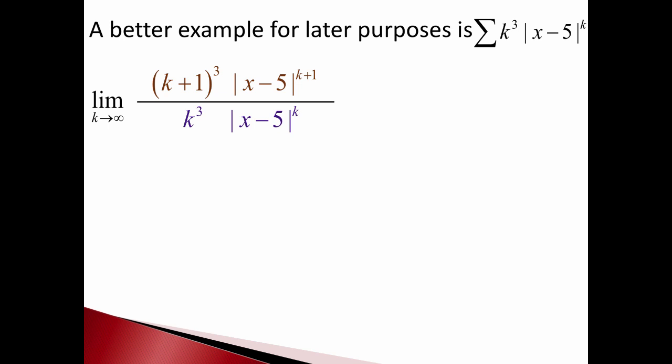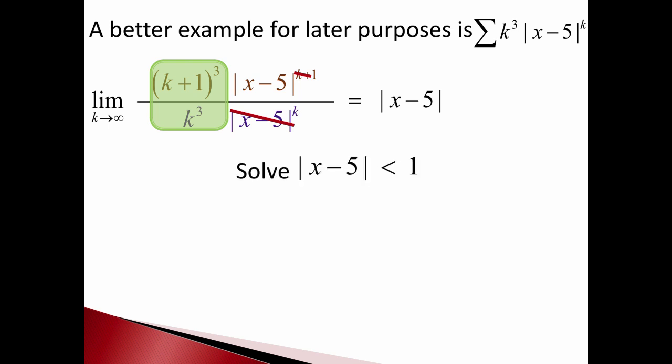We get k plus 1 cubed over k cubed, and then the absolute value of x minus 5 to the k plus 1 over x minus 5 to the k. Now, just like we had before, the k plus 1 cubed over k cubed is going to go to 1. The x minus 5s are going to cancel. So the limit here is just the absolute value of x minus 5. So all I need to do is figure out what x's will work so that the absolute value of x minus 5 is less than 1.